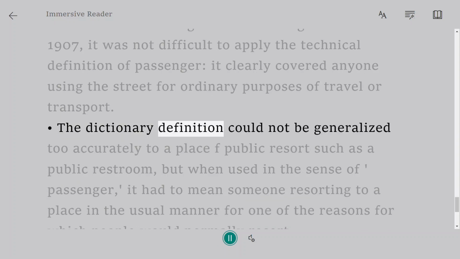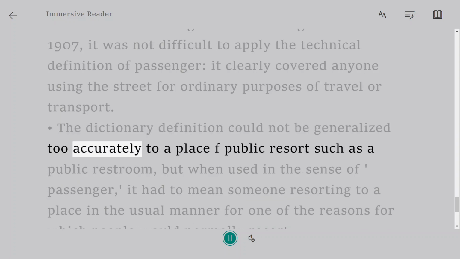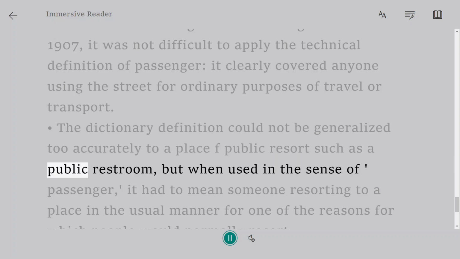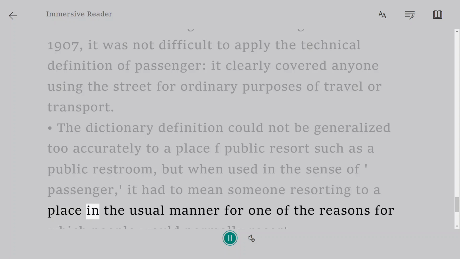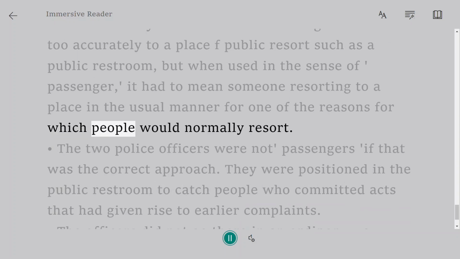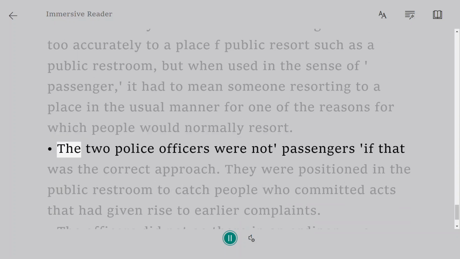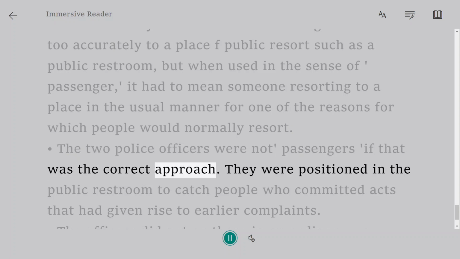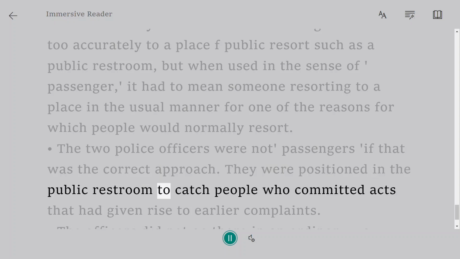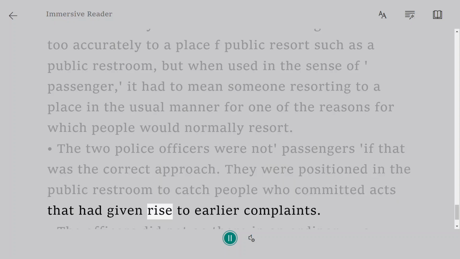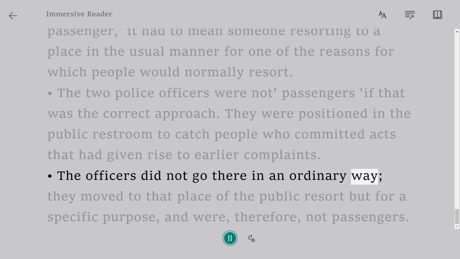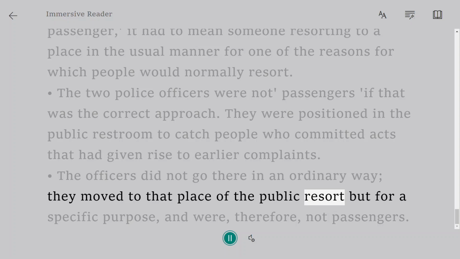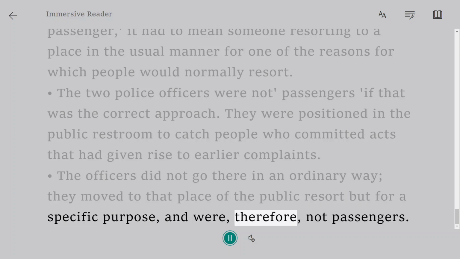The dictionary definition could not be generalized too accurately to a place of public resort such as a public restroom, but when used in the sense of passenger, it had to mean someone resorting to a place in the usual manner for one of the reasons for which people would normally resort. The two police officers were not passengers if that was the correct approach. They were positioned in the public restroom to catch people who committed acts that had given rise to earlier complaints. The officers did not go there in an ordinary way, they moved to that place of public resort but for a specific purpose, and were, therefore, not passengers.